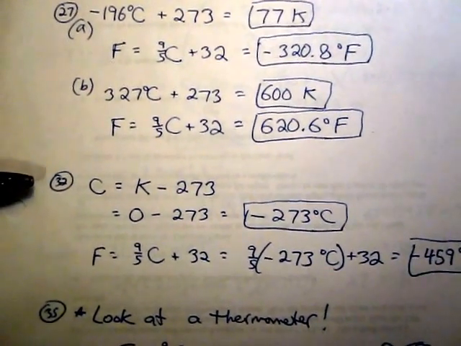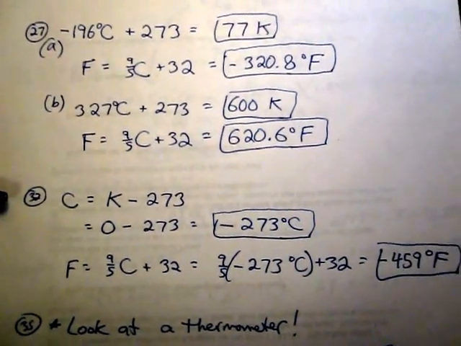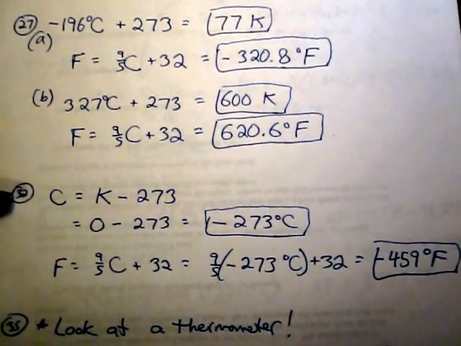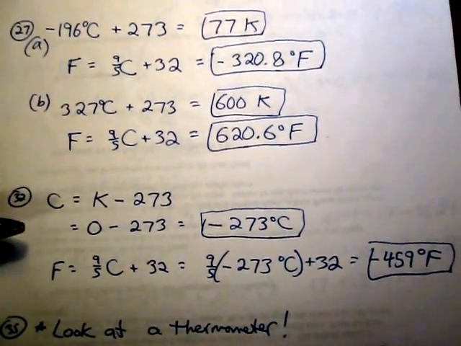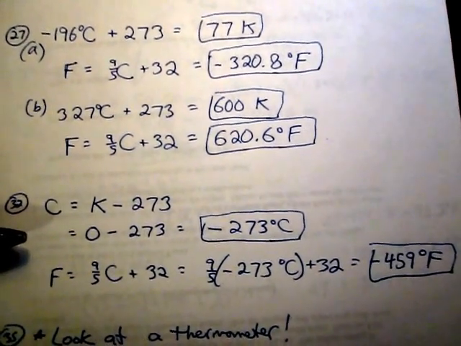Number 32 refers to absolute zero, the lowest possible temperature. So if you have Kelvin, you subtract 273 from it to get Celsius. So here we have 0 minus 273, and it's negative 273 degrees Celsius.